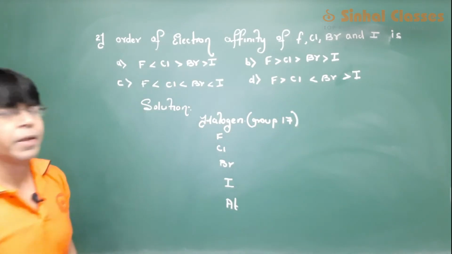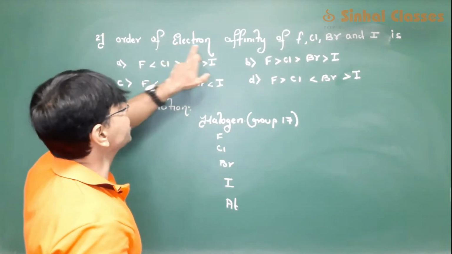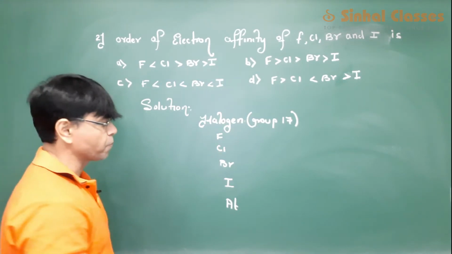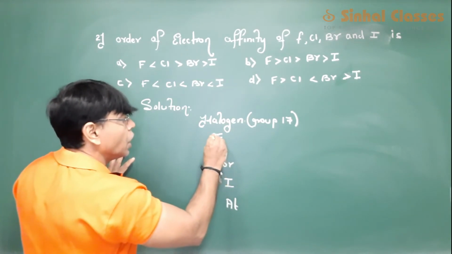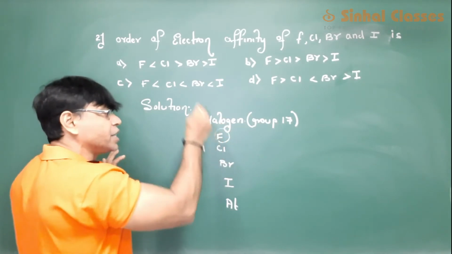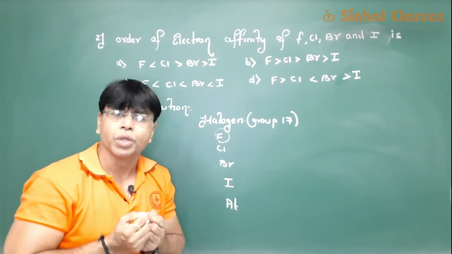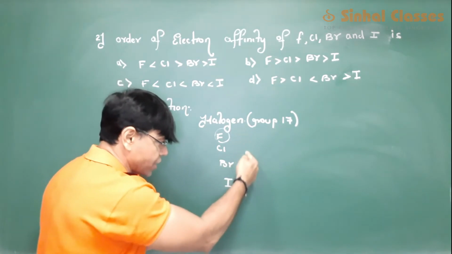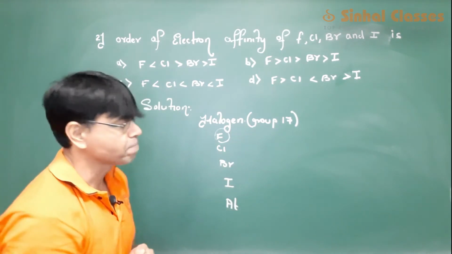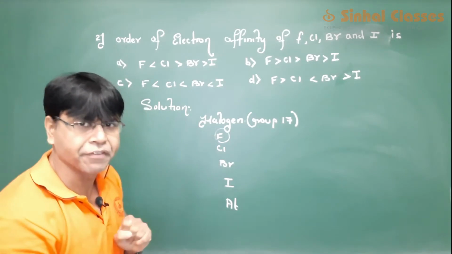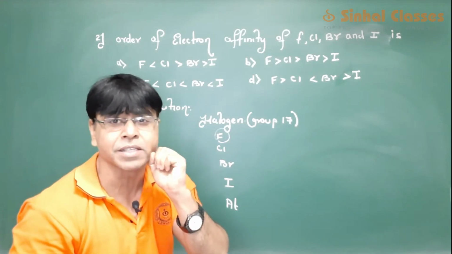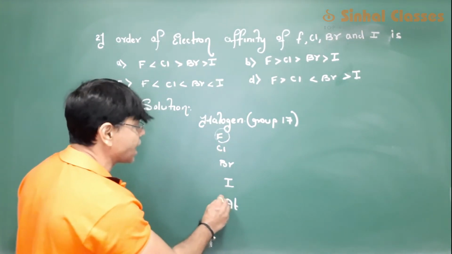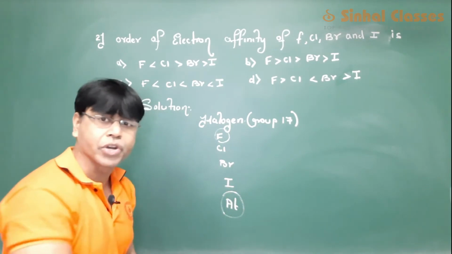Now the question is, electron affinity is the tendency to accept electron. Among these, the most electronegative element is fluorine. And we all know the one which is more electronegative should easily accept electron. Electronegativity decreases down the group. So the most electronegative is fluorine. So the first thing which will come to your mind is the answer should be fluorine first, then chlorine, then bromine, then iodine. Astatine is radioactive, so we don't take it into consideration.